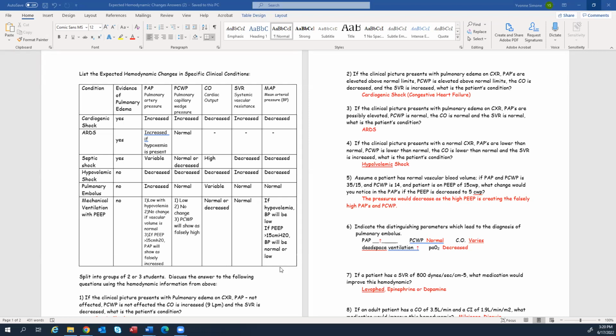Then if PEEP is 15 centimeters of water and higher, the positive pressure will squeeze the pulmonary vessels and make the pulmonary artery pressures look high. It'll make the pulmonary capillary wedge pressure look high. Then if you turn the PEEP down to 5, all of a sudden your pulmonary artery pressures become normal. The wedge becomes normal. So high PEEP will interfere with the readings for pulmonary artery pressure and wedge pressure. So that's the takeaway point with mechanical ventilation and PEEP.